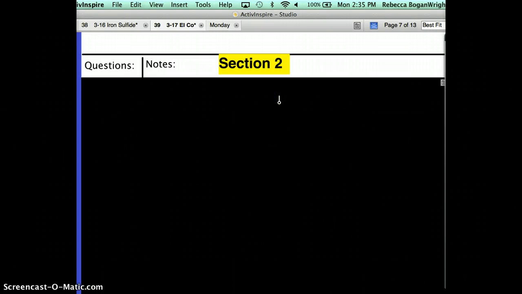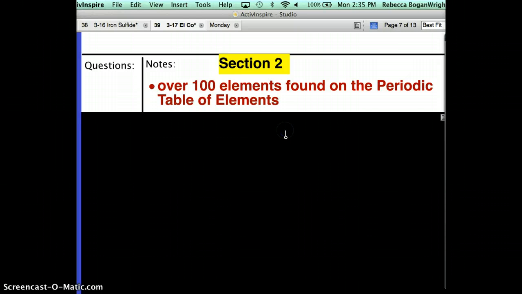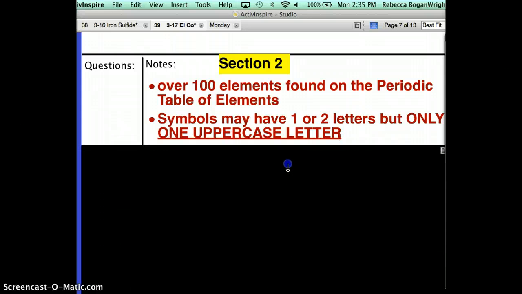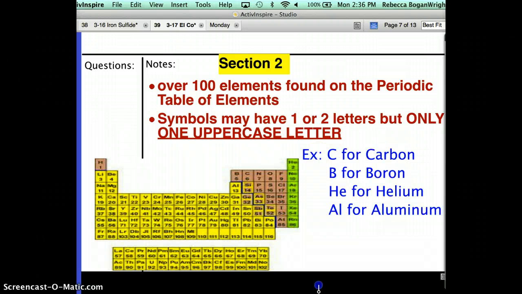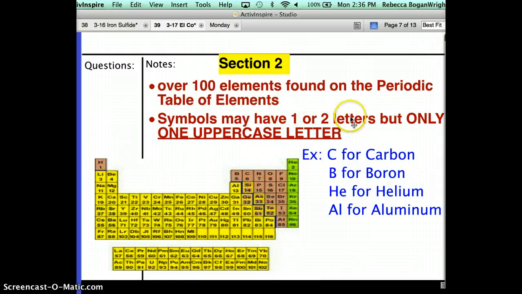Section number 2 is also about elements. You probably already know that there's over 100 elements found, and they can be found on the periodic table of elements. We've talked about this already, but this is extremely important now that we're talking about the symbols of elements versus the symbols of compounds. The symbols of an element have 1 or 2 letters, and there's just a few cases where an element has a symbol with 3 letters, but usually an element will have 1 or 2 letters, but only 1 uppercase or capital letter.